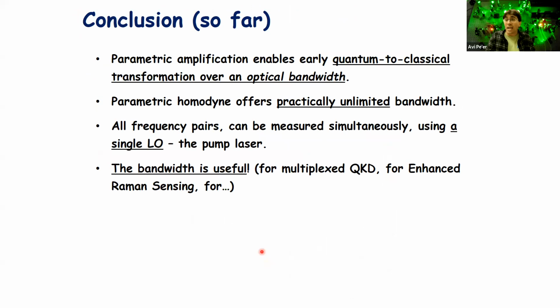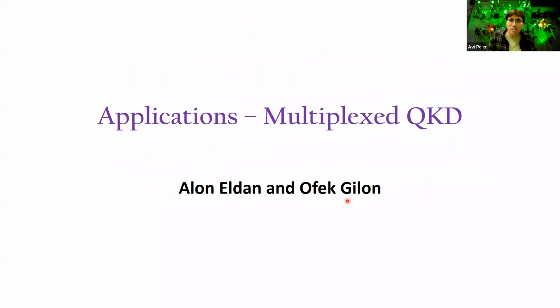But what do we have? We have bandwidth. And so that is the point. The major thing is that parametric amplification enables us to cross the quantum-classical transition over an optical bandwidth. And this is useful. Okay, all the things we mentioned. So this is useful. And now I want to very briefly show you at least one application of what we can do with this. So far, this was broadband measurement.